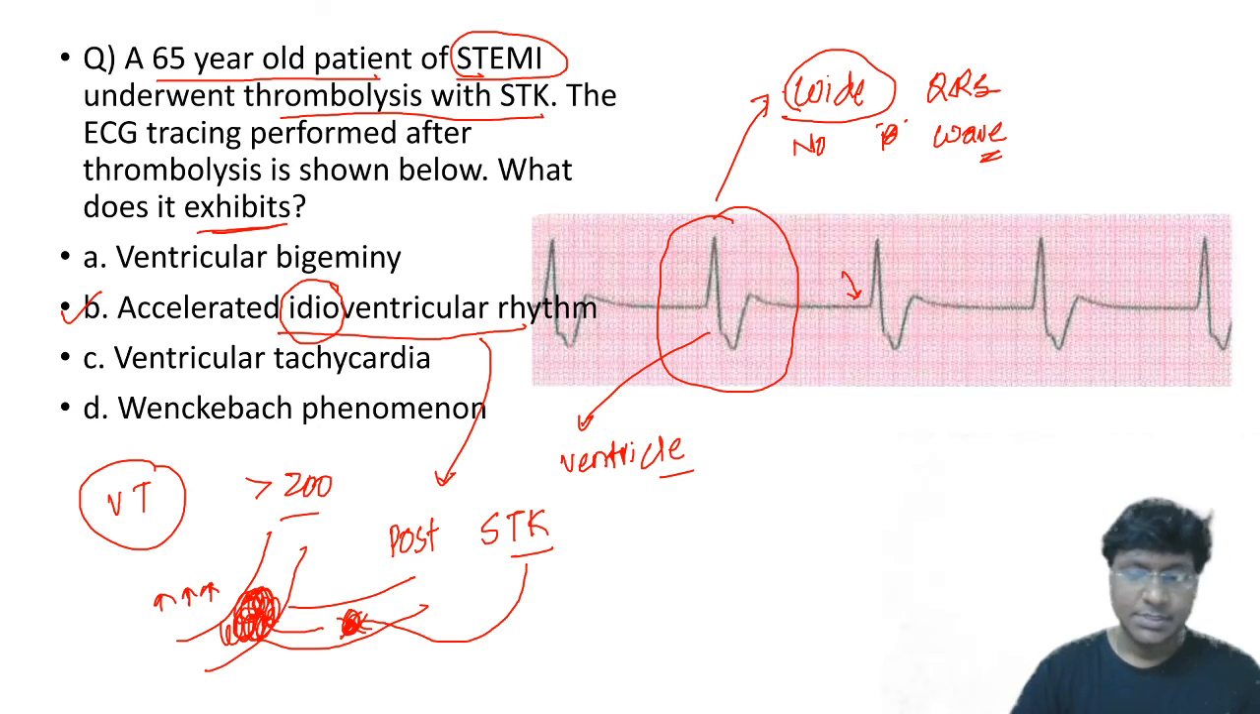If there is presence of AIVR, it tells that there is a good response to your thrombolysis. No, in AIVR, the rate need not be more than 100. It is not a compulsion. Yes, Adita, the rate need not be more than 100 in AIVR. Now, we will move on to the next question.